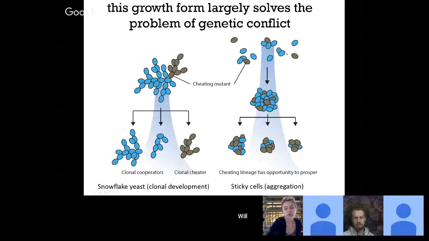This is in contrast to an aggregative life cycle, where it becomes very hard to get these kinds of bottlenecks, because free-living cells can re-agglomerate into a group, and so it's hard to keep cheats out.